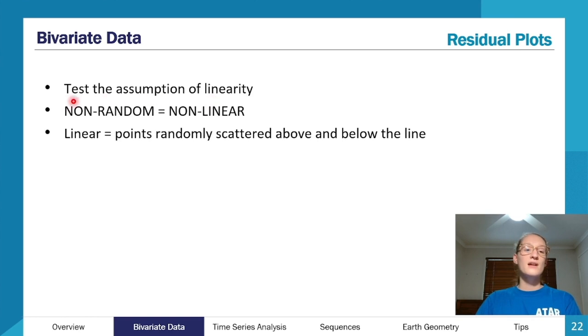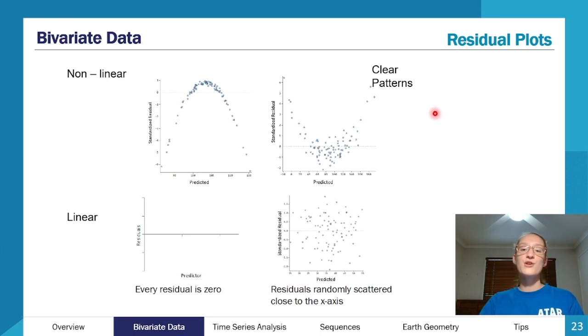The most important thing to remember, or the handiest way that it sticks in my brain, is if it's non-random, then it's non-linear. But if it's linear, the points will be randomly scattered above and below the line. So I'll show you what I mean here. So here, our data points are not random. There's actually a pattern going on there.